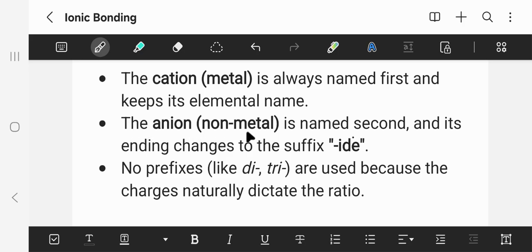Then the anion, which is the nonmetal, is named second, and its ending is gonna change to what? To "ide." I've said this already to say if we have oxygen, oxygen will become oxide. If we have chlorine, chlorine will become chloride. If we have bromine, bromine will become bromide. I hope, guys, you get how this works.